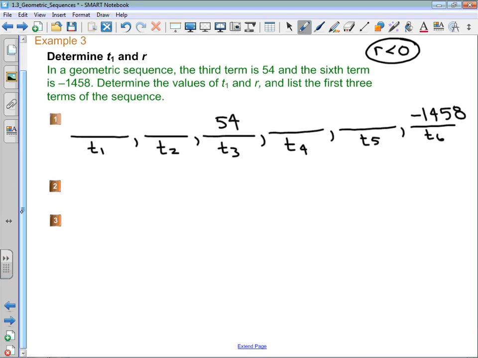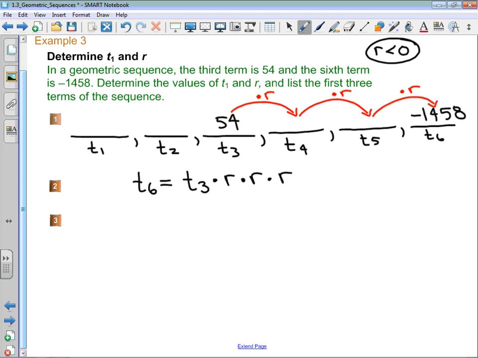And just like I did in arithmetic sequences, I'm going to visualize how I move forward in this sequence. Because it's geometric, to go from term 3 to term 4, I would multiply by the common ratio. But then to go from term 4 to term 5, I would multiply by the common ratio again. And similarly, to go from term 5 to term 6, I would multiply by the common ratio. Now, what that allows me to say is that term 6 is equal to term 3 times the common ratio once, twice, and 3 times.